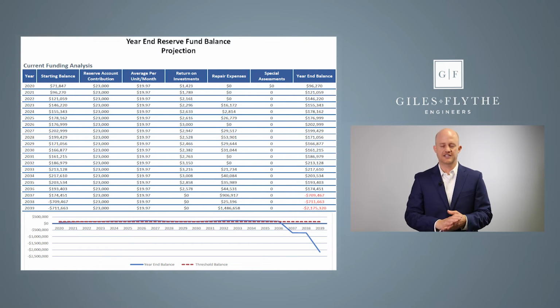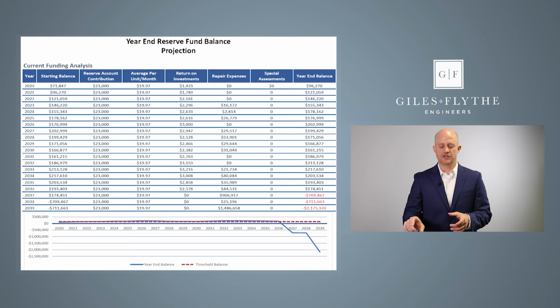So that far right column is the year-end balance. In this particular scenario, this is the current funding analysis that we would provide. It shows you exactly what you're doing today. This community was putting in $23,000 each year. If they maintain that contribution rate of $23,000, you can see out there in 2037 they are projected to run out of money. That's where that red number shows up with a dash in front of it, representing a negative number.